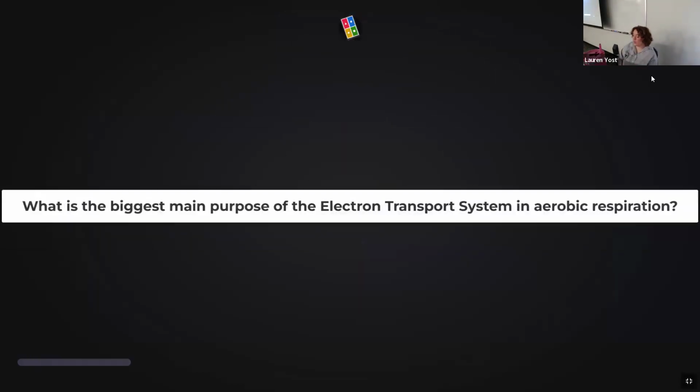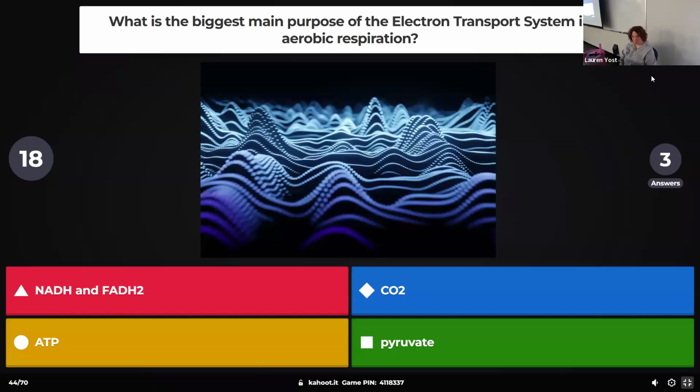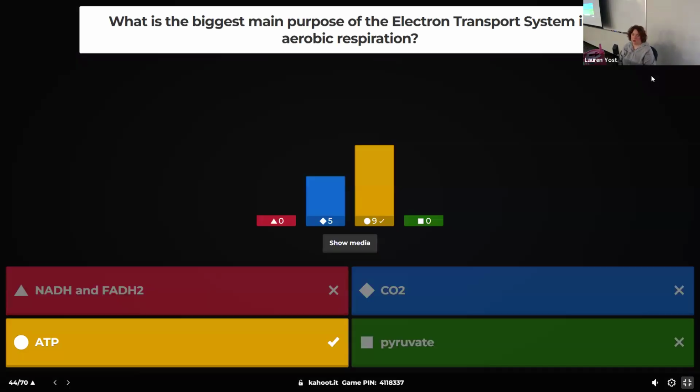All right, next. What is the biggest purpose of the electron transport system or the electron transport chain, whatever you want to call it? All right, so this one is where we're making our ATP. And just a reminder here, how much carbon dioxide do we make in the electron transport chain? Anybody remember? How much carbon dioxide is made in the electron transport chain? None.